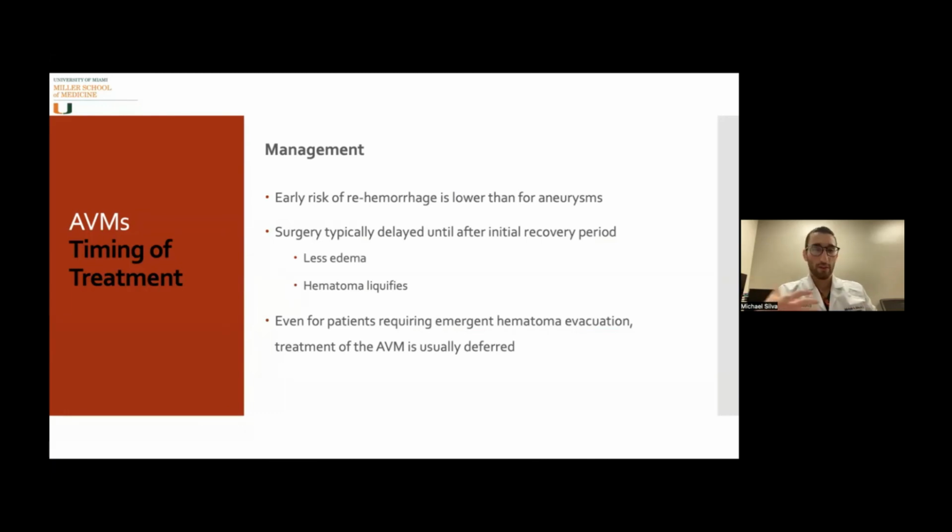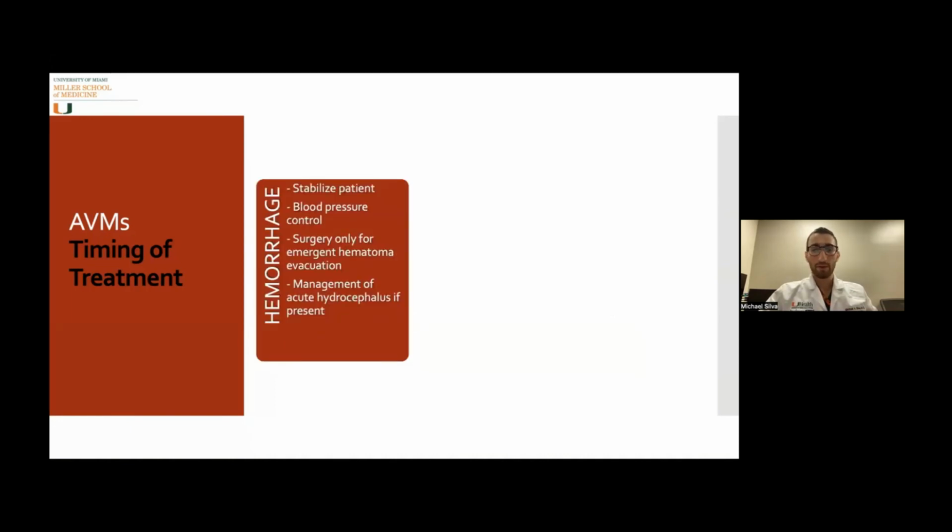And it also allows for the patient to recover neurologically and understand what their new baseline is after the hemorrhage, and have that discussion of risks and benefits of surgery with the family once you know what their natural recovery from the hemorrhage is before you tackle the AVM. And even for patients requiring emergent hematoma evacuation, the treatment of the AVM is typically delayed in most cases. So pictorially, I'll go through this.